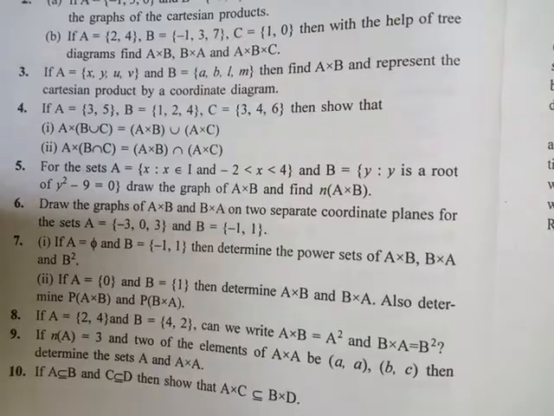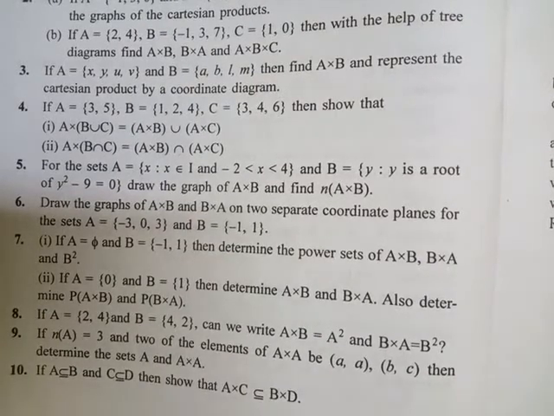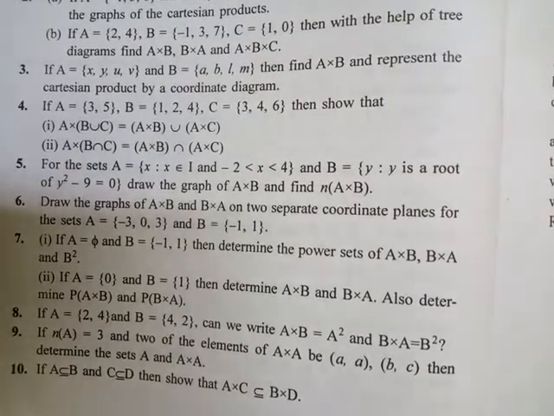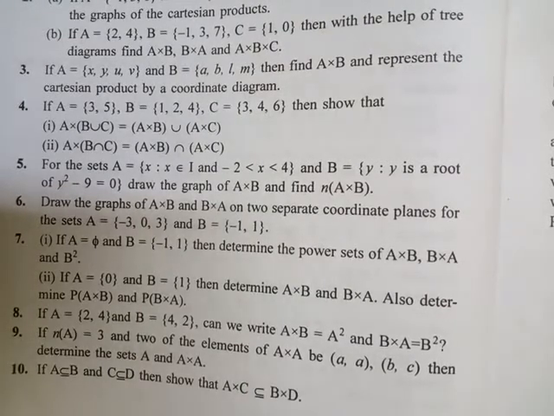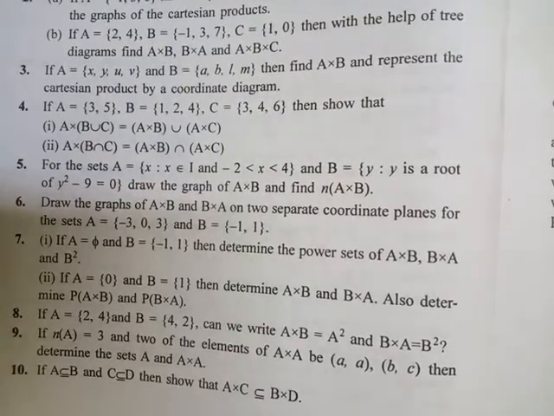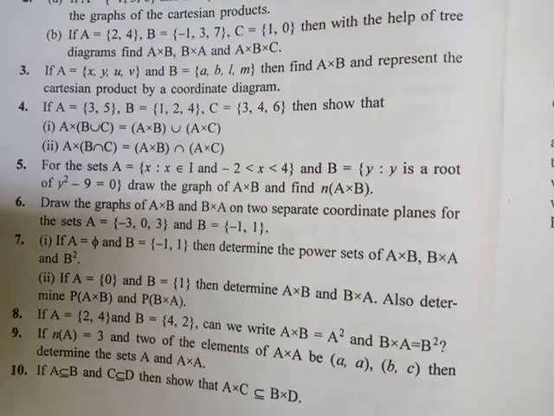Okay, now number 9. If n(A) = 3 and two of the elements of A × A are (a, b) and (b, c), then we have to determine the set A and A × A. Now let's have a look how to solve this one.